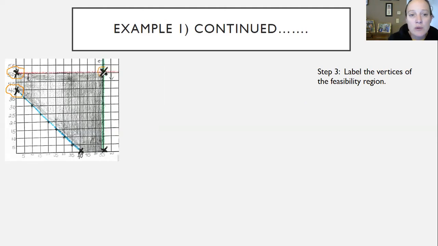This point here was (55, 50). This next point I'm circling is (55, 0). And this point is (0, 40). Now what you're gonna do is put all these points in a table.